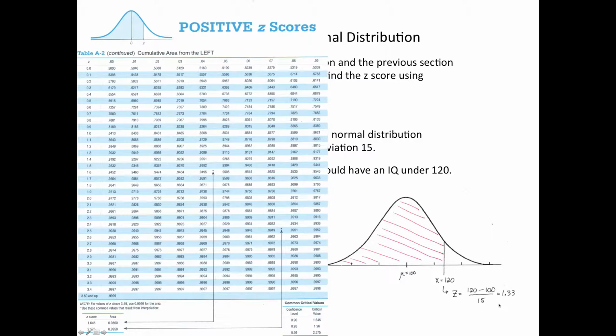Then get table A2, the positive z-scores, and just look up 1.33. Also notice that this area matches this area. So whatever answer we get from this table, that's going to be the final answer. So look up a 1.33, and that is right here, a 0.9082. And that's it. That's the answer.